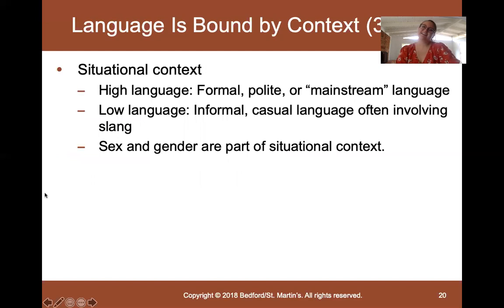Situational context. Sometimes in situational context, we use high language, which is formal, polite, mainstream language, and low language, which is informal, casual language, often involving slang. Sex and gender are a part of situational context. We communicate differently depending on who we're communicating with, because we want to be aware of everybody's preferences on how we communicate with them and how they communicate with us, right?